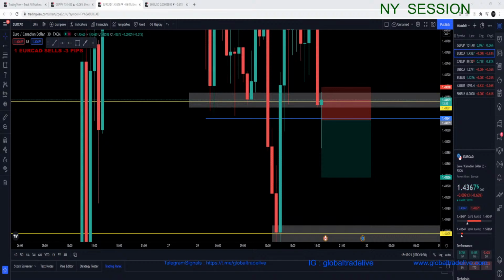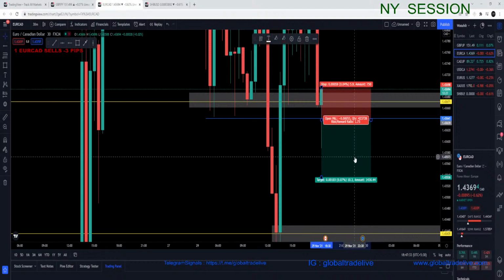Closed half over here, closed another half at this point. Okay, I just got stopped out here also.